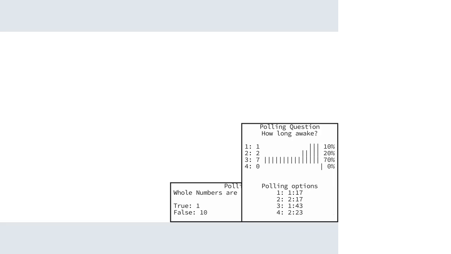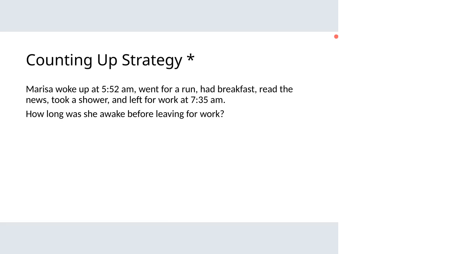Okay, strong agreement, not unanimous. So let's take a look. So there's a couple different ways you could go here. There's a lot of different ways you could go here. The reason this is called the counting up strategy is even though this is kind of a subtraction problem, not very many of us are going to go 7:35 a.m. minus 5:52 a.m. There is a subtraction element here, but it's pretty unusual to approach it that way. Instead, a lot of subtraction problems lead us towards what's called the counting up strategy.